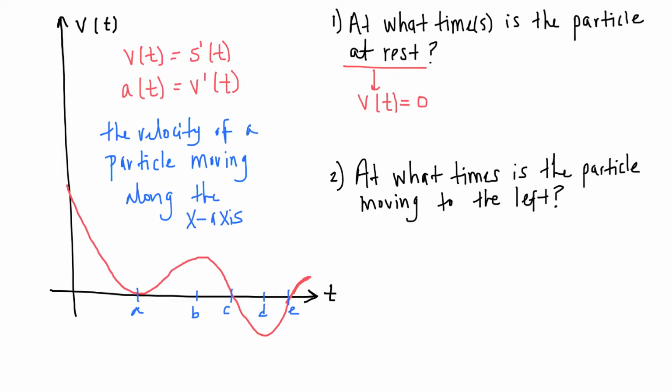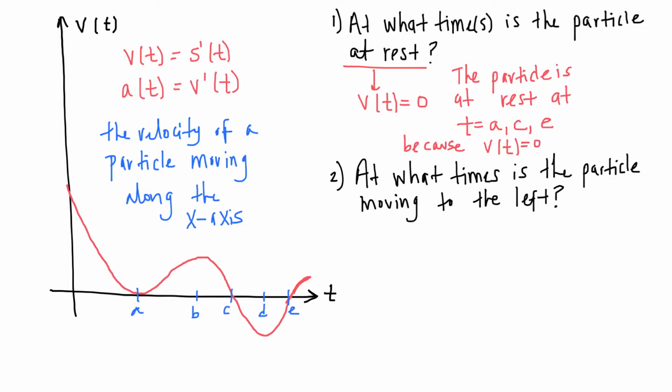So then we would answer the question by saying, in a complete statement, the particle is at rest at t equals A, comma, C, comma, and E. And if they wanted us to justify the answer, then we would say, because V of t is equal to 0 at those times.